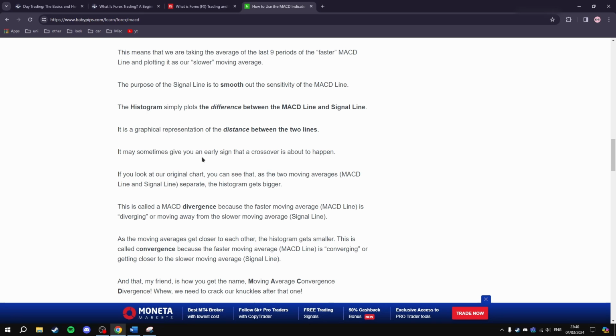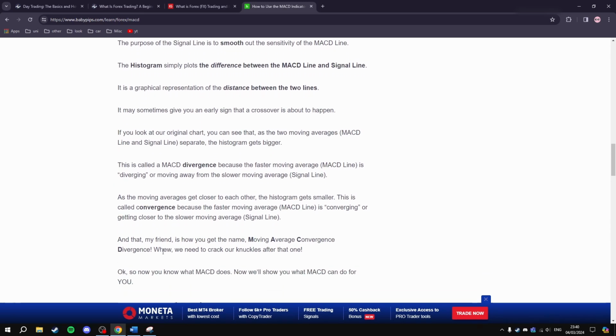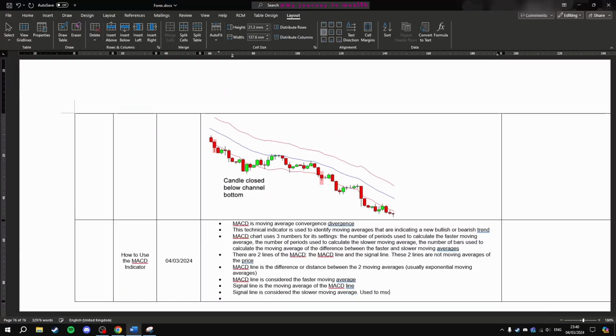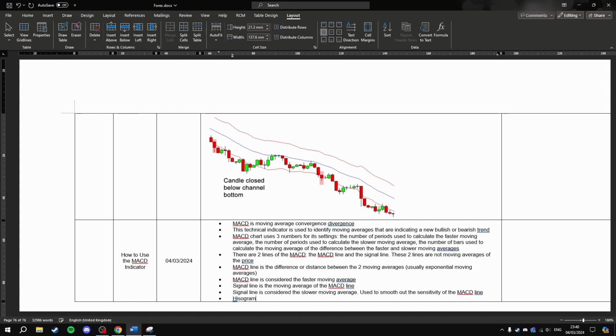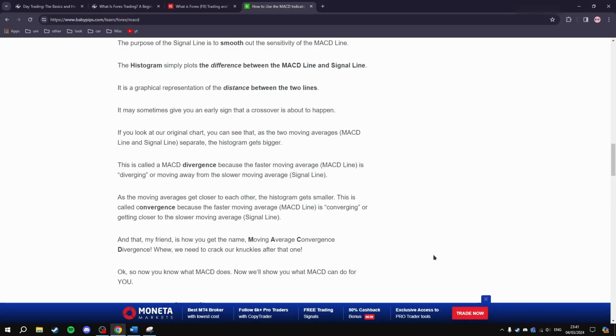The purpose of the signal line is to smooth out the sensitivity of the MACD line. The histogram simply plots the difference between the MACD line and the signal line. It is a graphical representation of the distance between the two lines.